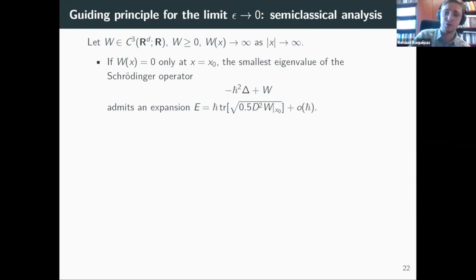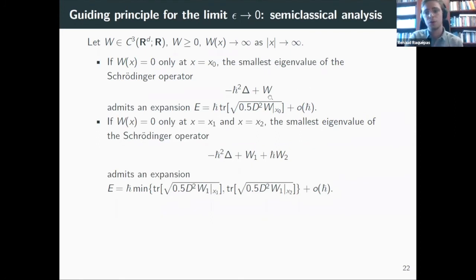Now, there are different generalizations of this result. So one of which is, well, instead of having one global min, assume you have two. Two points where the potential attains zero.